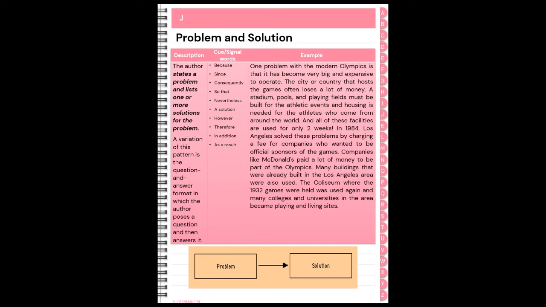In 1984, Los Angeles solved these problems by charging a fee for companies who wanted to be official sponsors of the games. Companies like McDonald's paid a lot of money to be part of the Olympics. Many buildings that were already built in the Los Angeles area were also used. The Coliseum where the 1932 games were held was used again, and many colleges and universities in the area became playing and living sites.